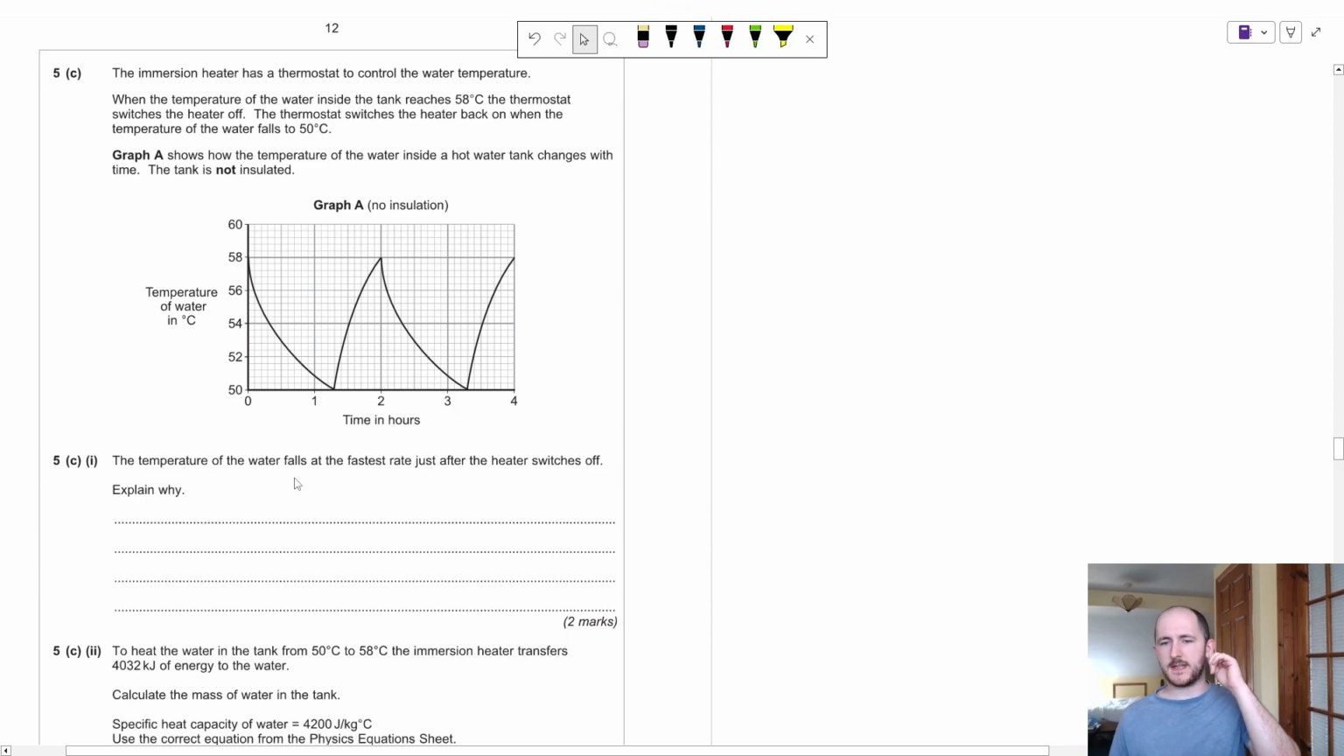Oh, that's fine. Okay, this is easy. So the temperature of the water falls at the fastest rate just after the heater switches off. Just in case you're aware, temperature difference is the main cause of temperature change. So the bigger the difference in two temperatures, the faster it will reach that equilibrium.